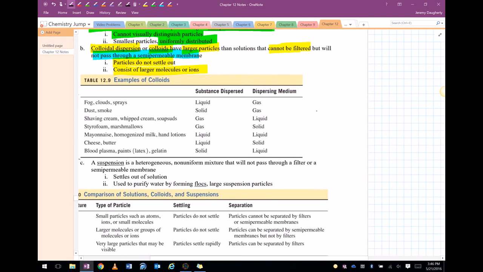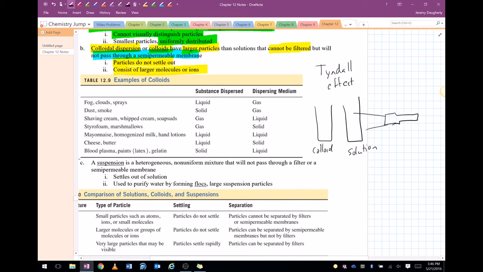And let me mention real quick, there's something called the Tyndall Effect, and it checks for a colloid. So with the Tyndall Effect, this one's a solution, this one's a colloid, and what you do is you shine a light. So here's my drawing of a flashlight. You shine a light, and if you can see the beam of light, it's a colloid.